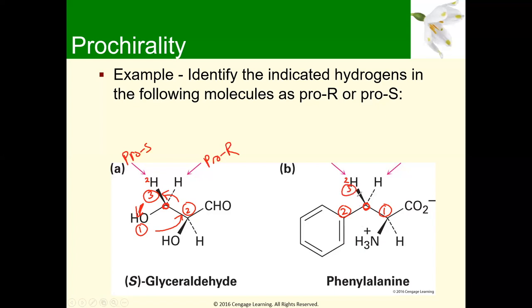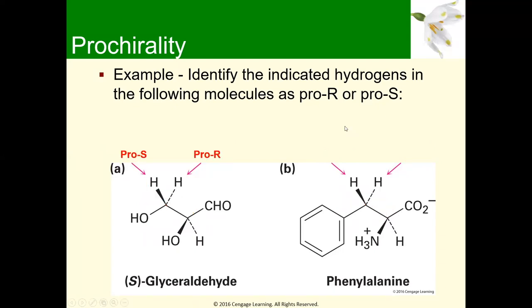And again, this is a what-if scenario. We're just imagining this. What if this was deuterium instead of regular hydrogen? It would get a higher priority than this hydrogen. So then we're going 1 to 2, 2 to 3, and then 3 back to 1. But, oh, wait a minute. I believe that is also clockwise, right? We're making a right turn. So that means this one is pro-R. And then again, by default, this is pro-S. All right. So pro-S, pro-R, pro-R, pro-S.